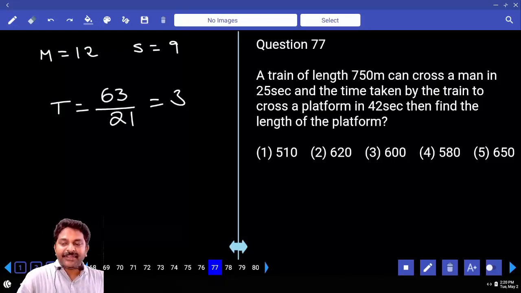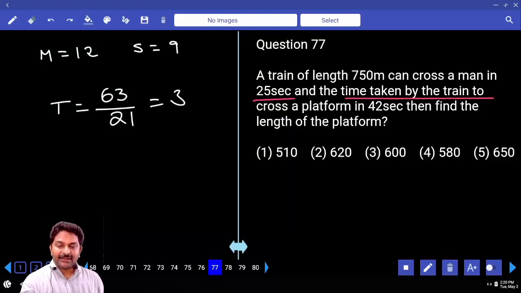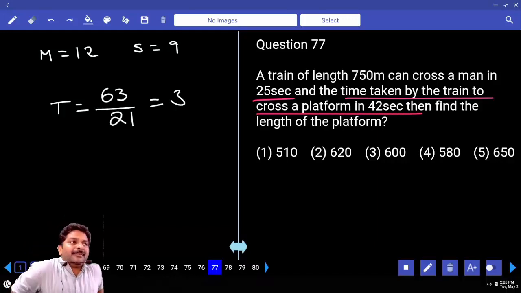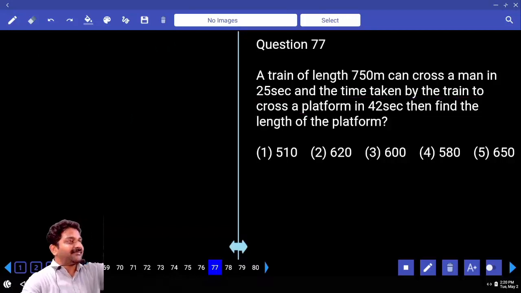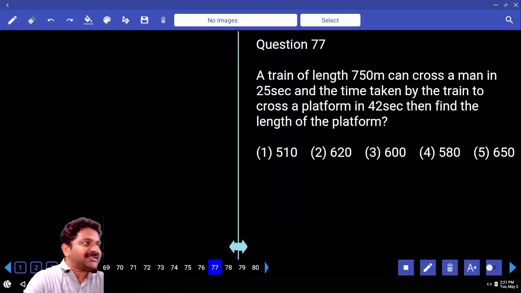A train of length 750 meters can cross a man in 25 seconds. If a train crosses a man or electric pole, distance covered is? And that happened in how much time? The time taken by the train to cross the platform is 42 seconds. Then find the length of the platform. What is distance covered in first case? Only train length. What is distance covered in second case? Train length plus platform length.